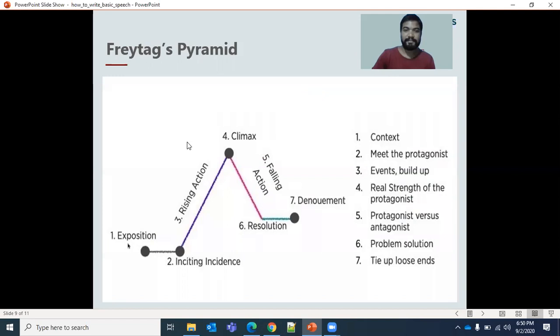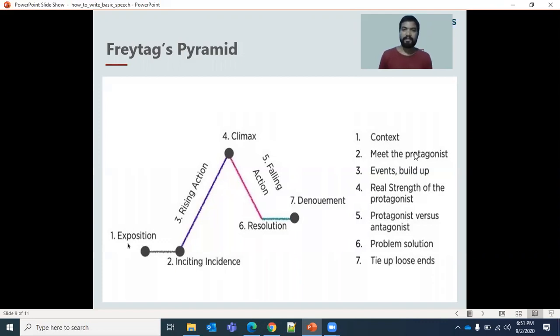I think this is clear, it is the simplest thing. So first, context setting; second part, meet the protagonist. Okay, so the hero is met here, and in the third part, events and build up. Lots of events are there, and in the fourth part, the real strength of the hero, we can say. What is the strength of that hero, and after that the protagonist versus antagonist. In this, the hero and the villain are fighting for something, and after that the problem's solution, and it ends by tying up loose ends. Okay, after that this will end.